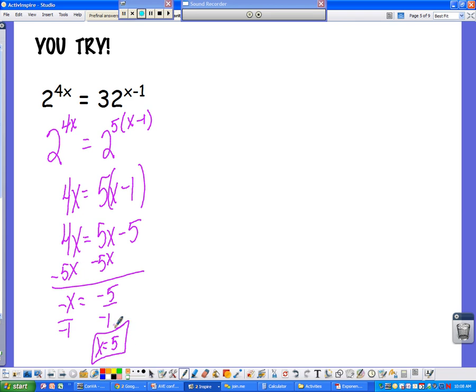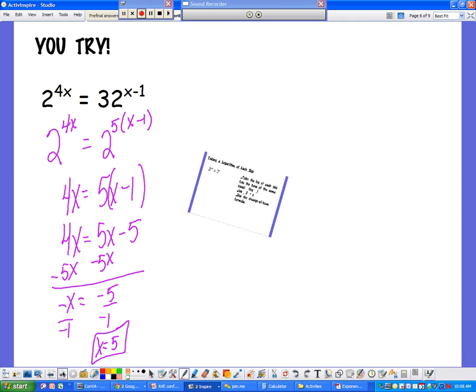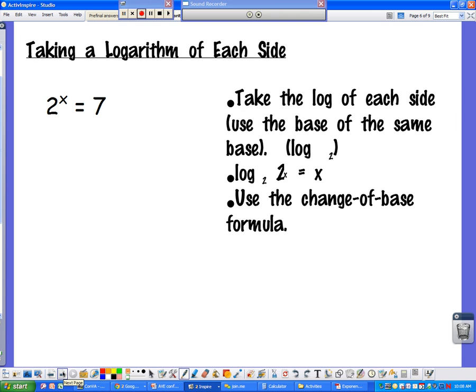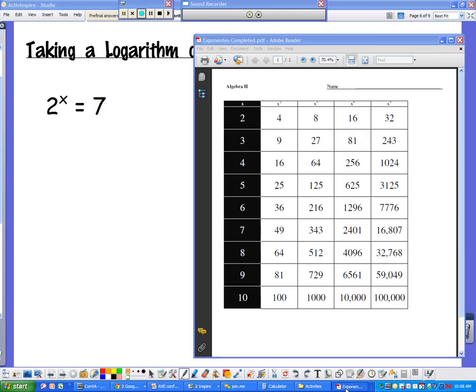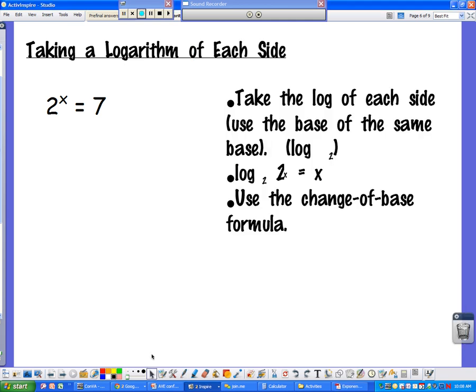Now, occasionally, changing the bases isn't going to work out exactly the same. If you have a variable on both sides, typically that's the way you're going to have to do it. But if you go back to your exponent page, 2 is one of your prime numbers, and you can't raise 2 to a power to get 7. So in this case, what you're actually going to do is take the log of each side.